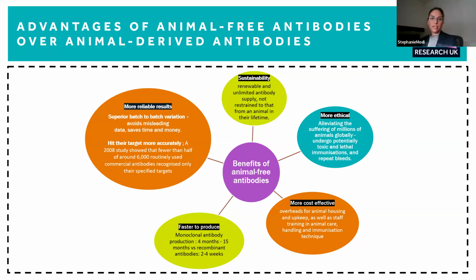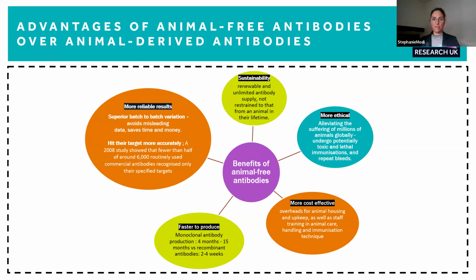Sustainability. So if you have your sequence-defined reproducible recombinant antibody, you're going to be able to get a renewable and unlimited supply of antibody. And it's not just limited to what you can get from that animal in its lifetime. We've mentioned the huge numbers of animals that are used in antibody production. So it's a more ethical option. And it's also more cost effective.